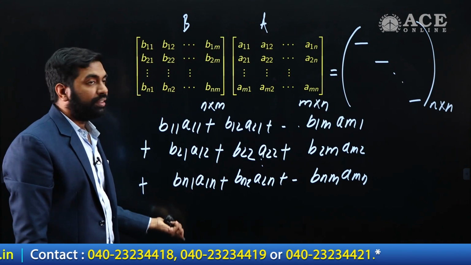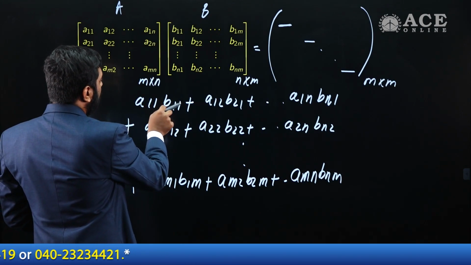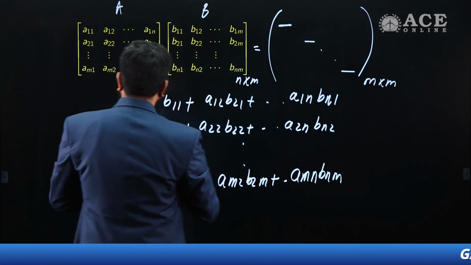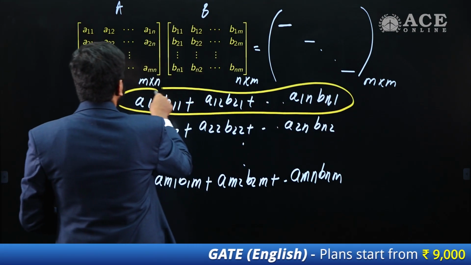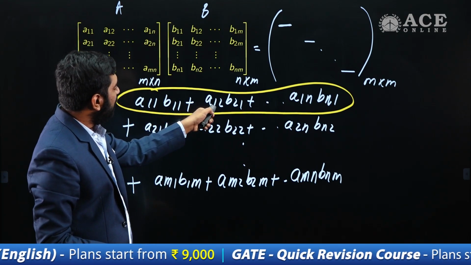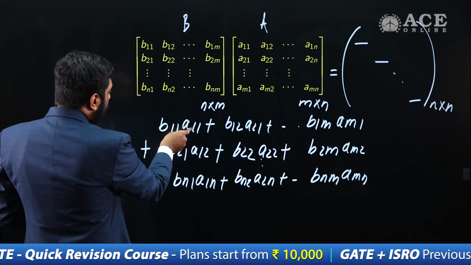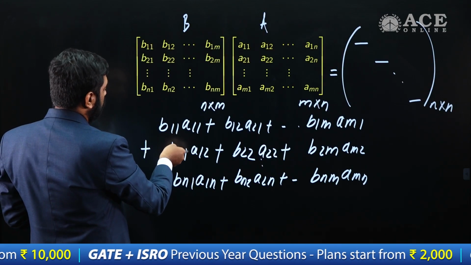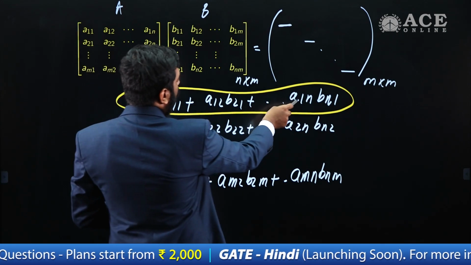So now let's compare this with the earlier trace. I have A11 into B11 plus A12 into B21 plus so on. Now try to understand this or try to observe this. Now whatever you see here, whatever I highlighted, A11 into B11 plus A12 into B21, the same thing is appearing here. A11 into B11, yes. A12 into B21. So where is that? A12 into B21, yes, it's there, and so on.